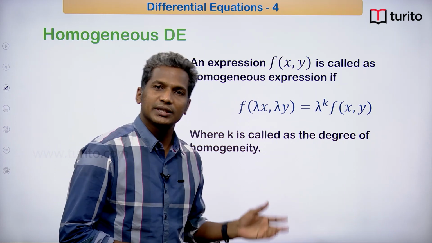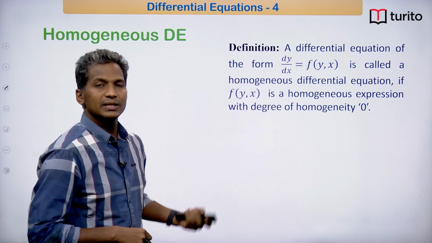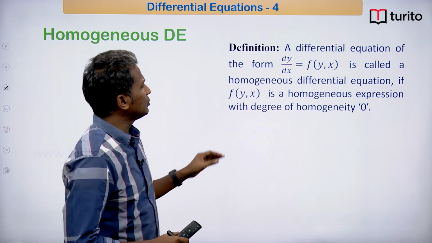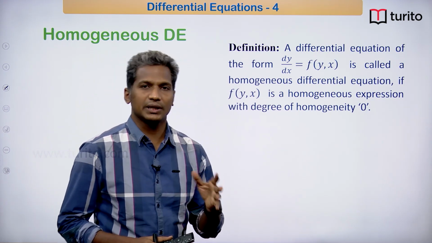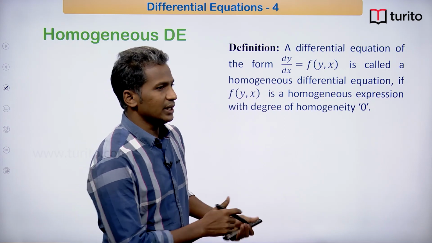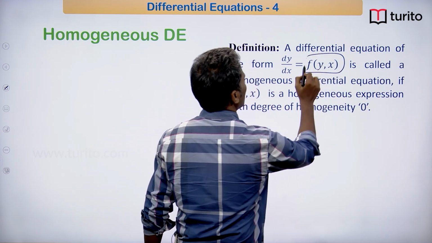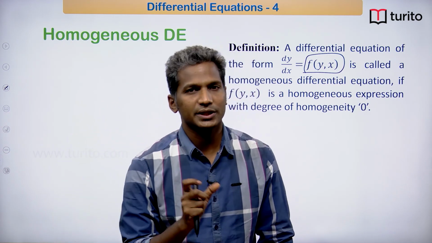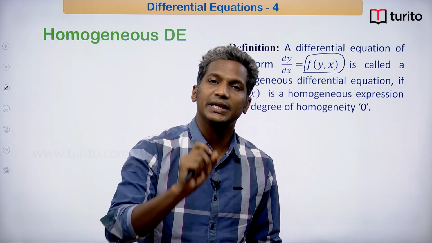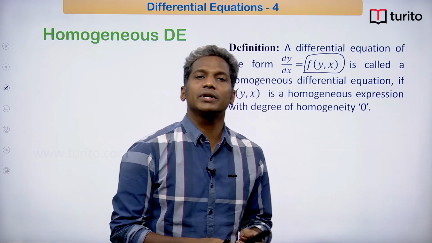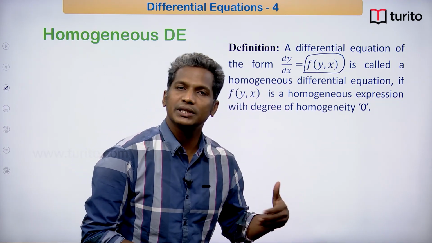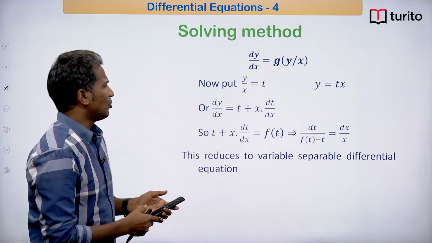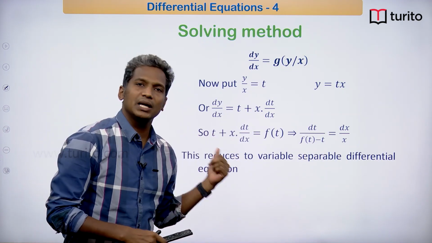We have learned a definition for that. We have also seen some examples for homogeneous expression, and then we went on to define homogeneous differential equation. So, here whatever is the expression in the RHS, that expression must be a homogeneous expression of degree of homogeneity 0. Only then we call the equation a homogeneous equation in differential terms. Now, also we have understood the method last time.